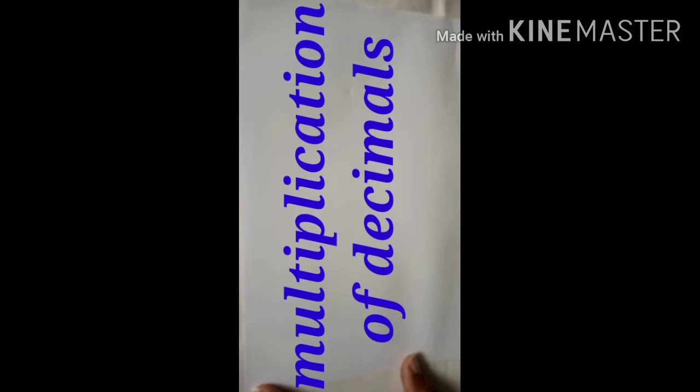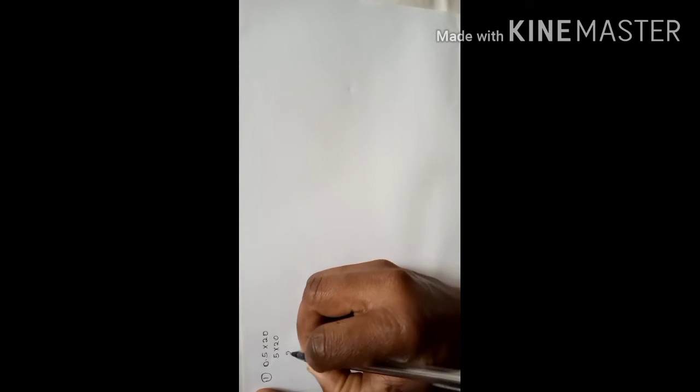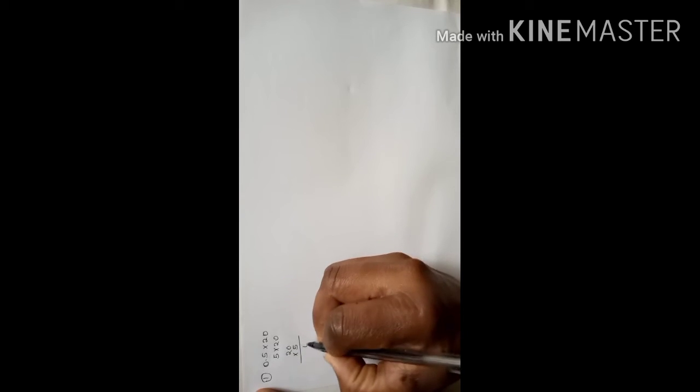So multiplication of decimals, we are going to start with our first example, which is going to be 0.5 times 20. So 0.5 times 20, the first thing we do is that we are going to ignore the decimal and multiply without it, so that we say 5 times 20. So 20 times 5, 5 times 0 is 0, 5 times 2 is 10. So here we have 100.